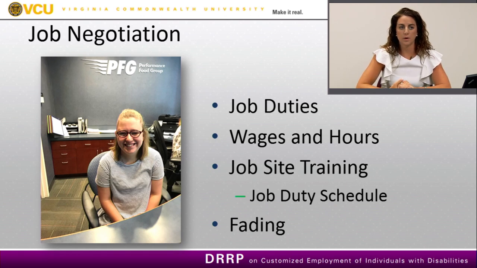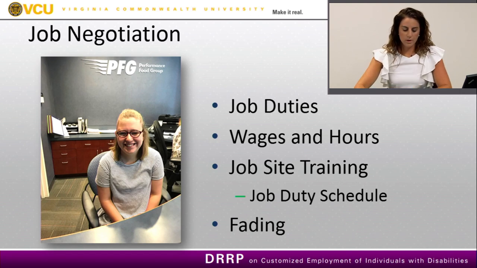So the next step for me was, after observing her for about 2 weeks, I approached management, and we started with a job negotiation. The management was very interested in Sarah having an employment specialist with her instead of one of the employees interrupting his day and job duties to be with Sarah and make sure she's staying on task, doing the tasks appropriately and effectively. So this went into Sarah getting a permanent job at Performance Food Group. She works every Tuesday, Wednesday, and Friday. She makes $12 an hour.